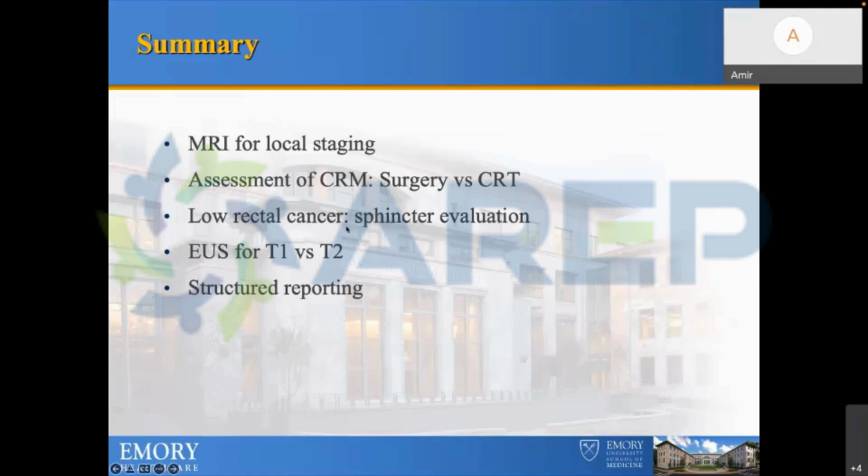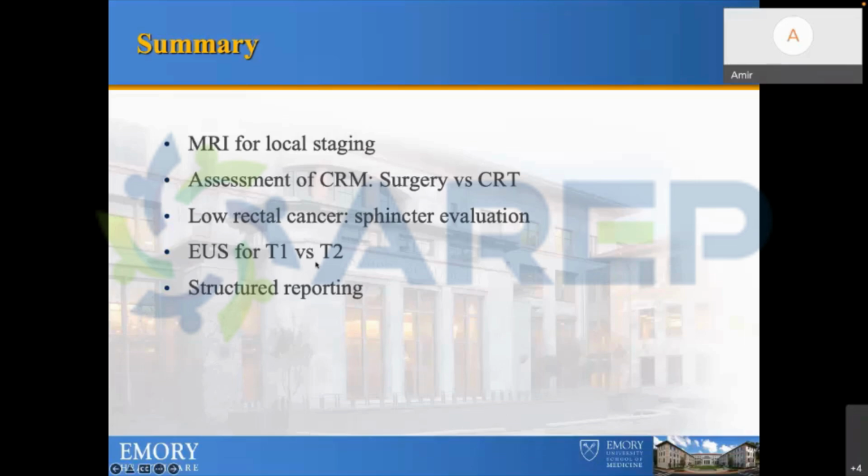Remember, for low rectal cancer, always check the sphincter, always check the intersphincter fat, and always check for that little space that is between them, which is where the tumor can easily exceed from T3 to T4. Remember, EUS is done only for T1 versus T2 stage.